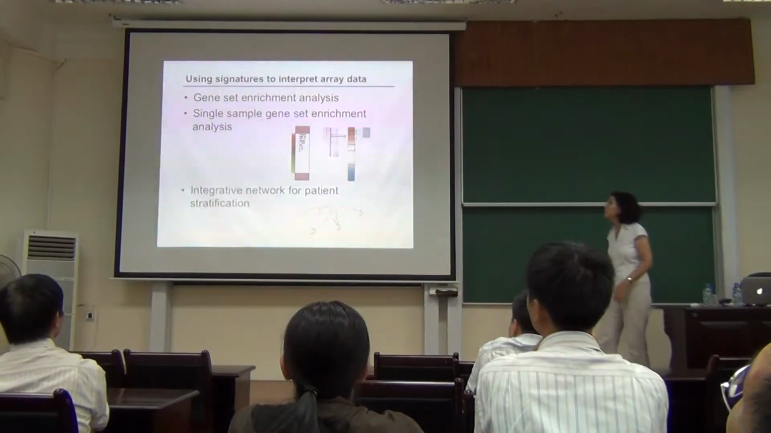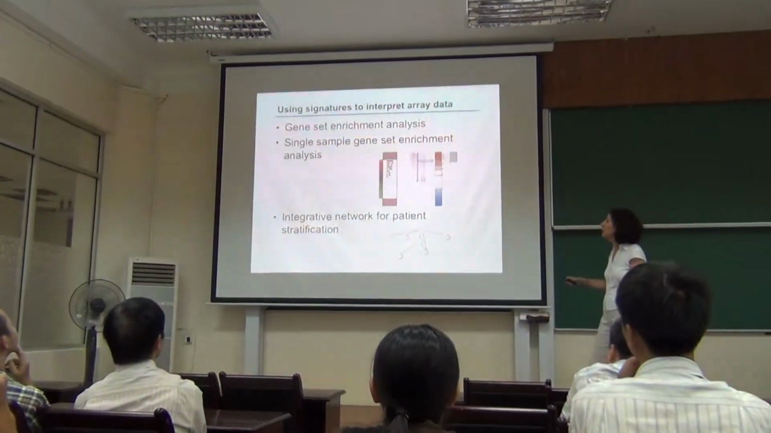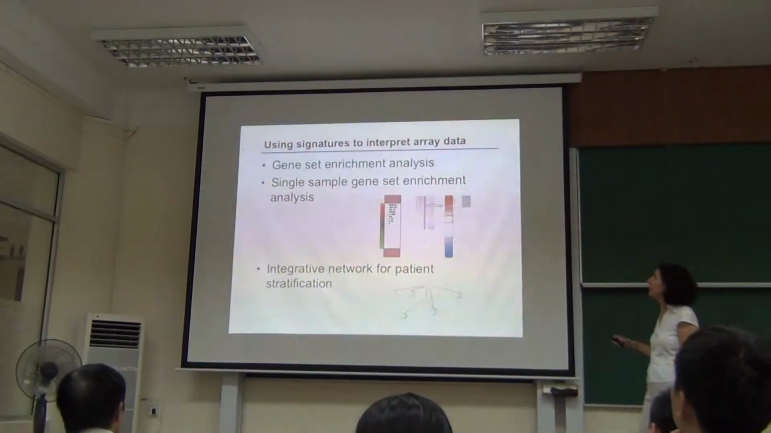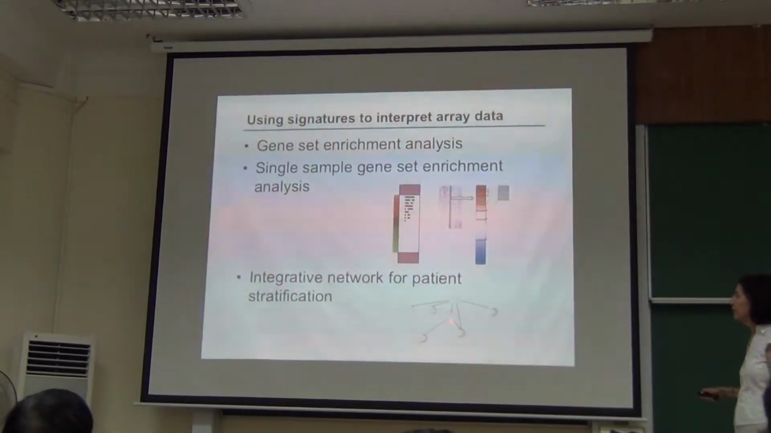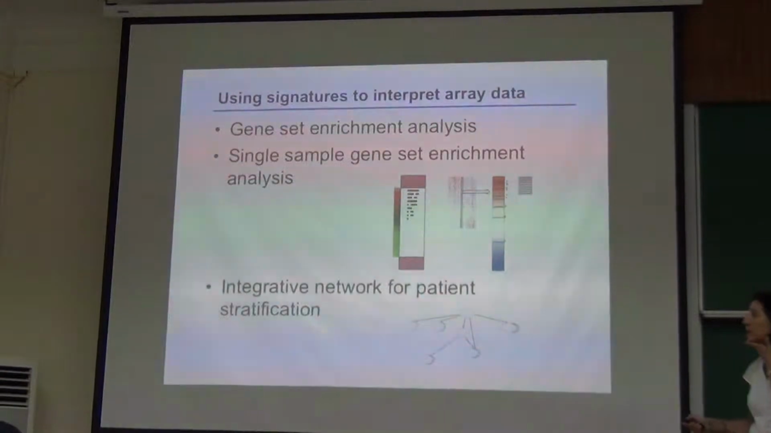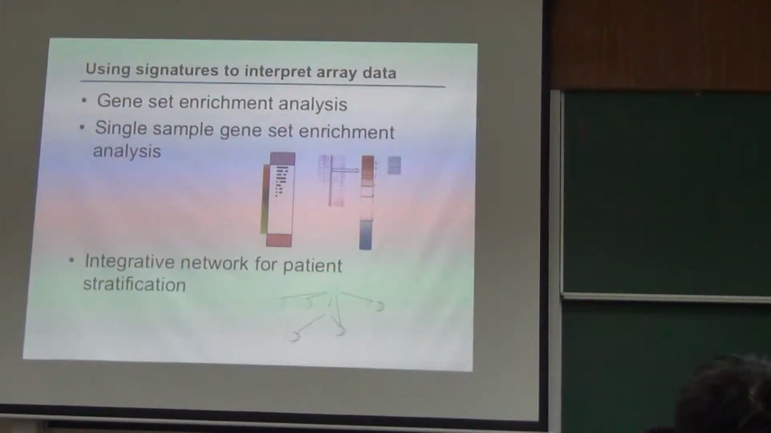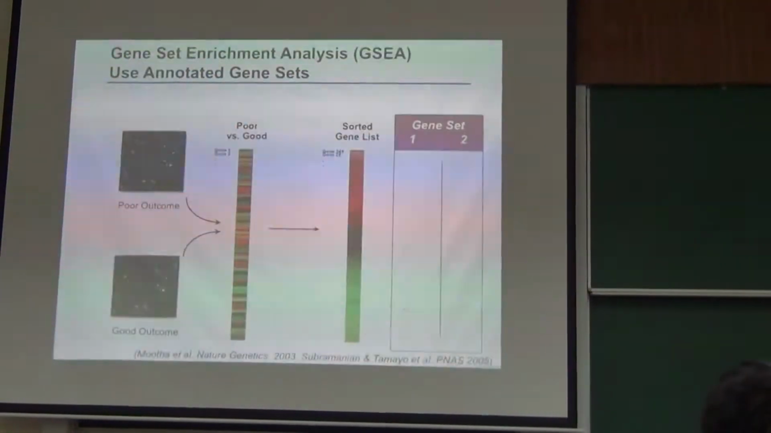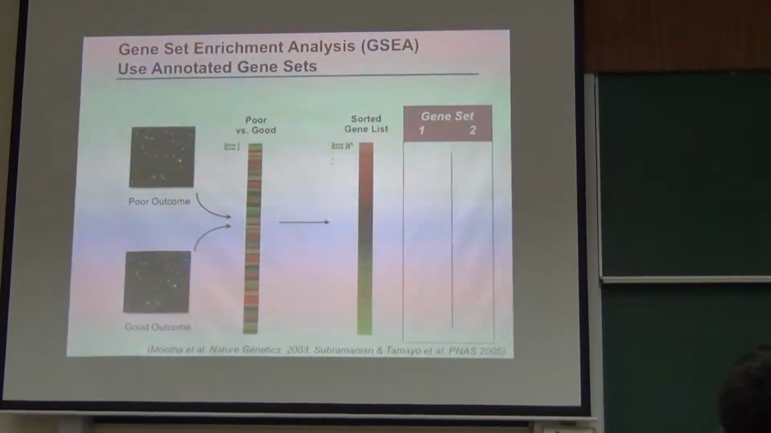Then we're going to use those signatures to interpret array data. I'm going to talk to you about 3 different ways of doing that: gene set enrichment analysis, a single sample version of that, which we use, and then I'm going to end with an integrated network that we recently published for doing patient stratification, which takes advantage of this signature or pathway approach rather than using the individual gene features. Okay. So what is GSEA? Gene set enrichment analysis.